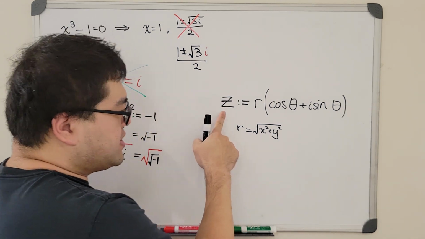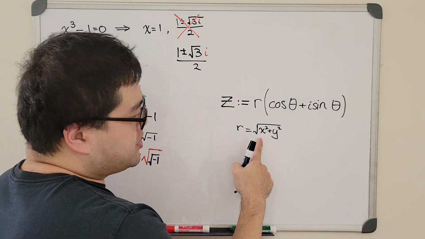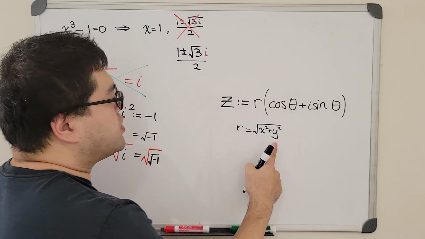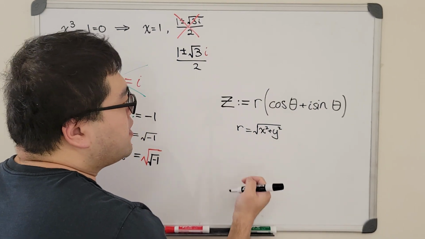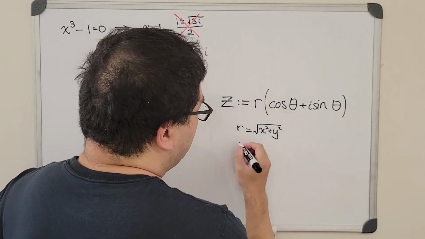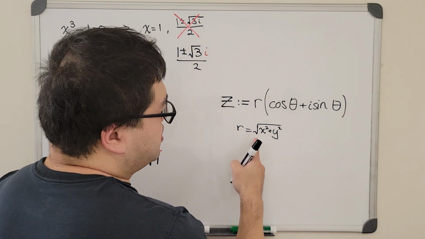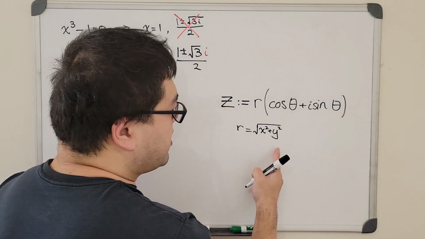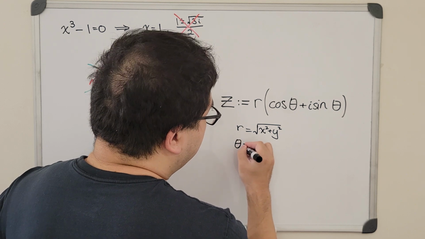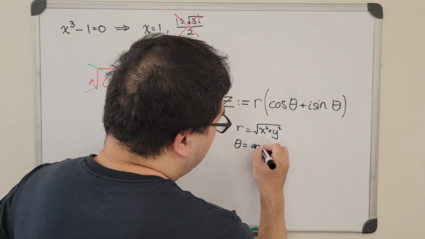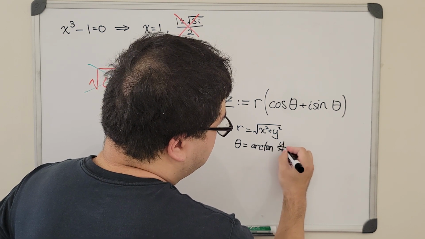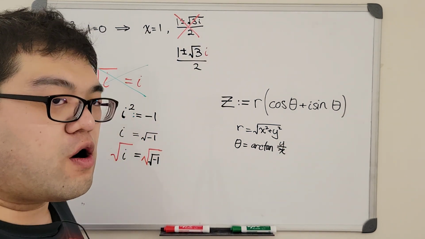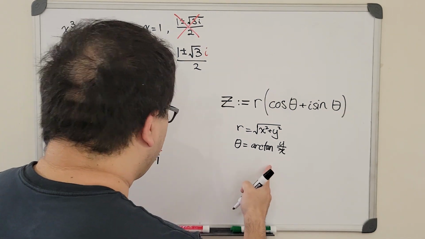And we can break the complex number into two parts: the real part, which is x, and the imaginary part, y. So r will be defined as the square root of x squared plus y squared, where the angle theta will be the arctangent of y over x, the vertical distance over the horizontal distance, like this.